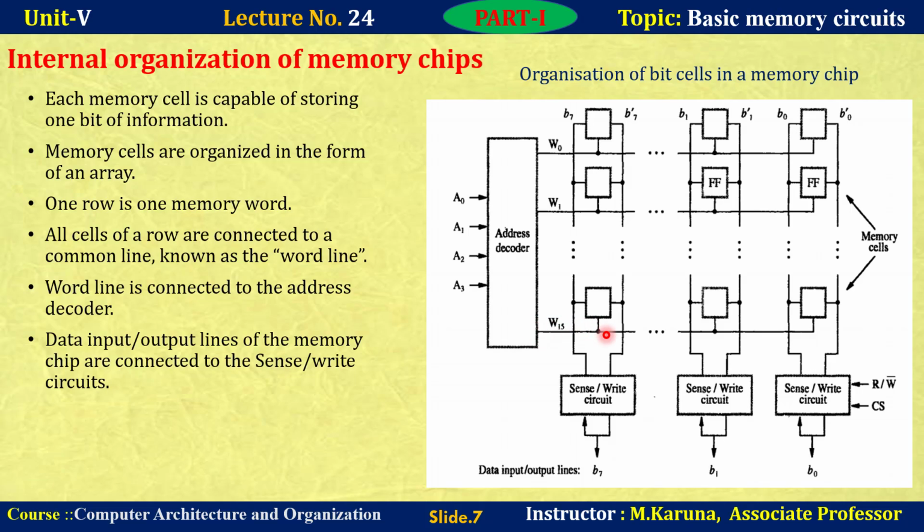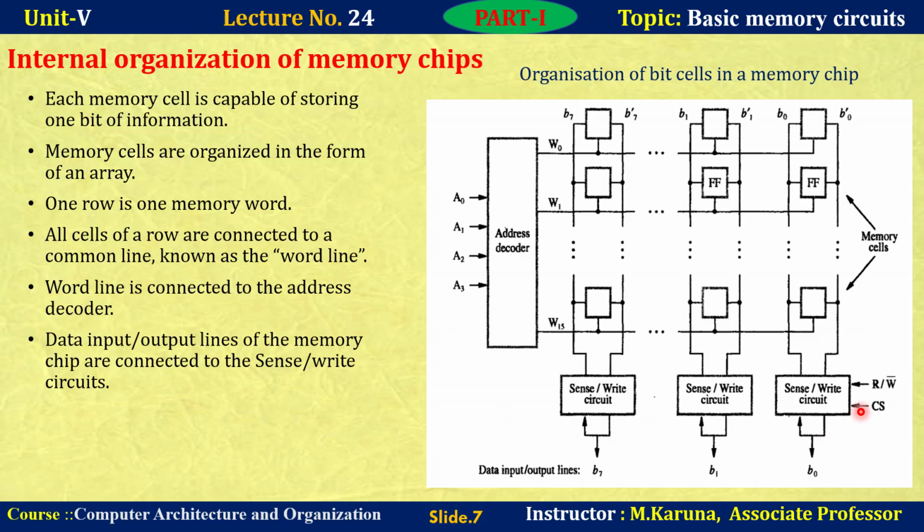If the processor sends all ones, then the W15 line will be activated. The cells which are connected to that line will be selected. The bits of that particular location will be transferred through the data lines B0 to B7. These are the 8 data lines used to transfer 8 bits of data.